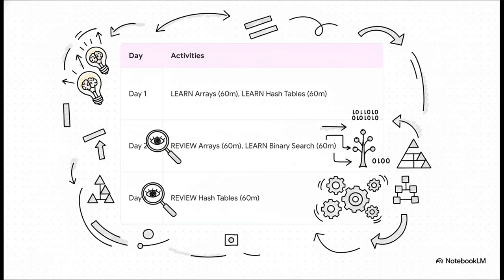So, day 1, you're fresh. You learn arrays and hash tables. Boom. That automatically puts reviews for both of them on your future calendar. Now it's day 2. What's your first priority? Not new stuff. It's reviewing arrays. Once that's done, you use your remaining time to learn the next topic, binary search. Then on day 3, your priority is to review hash tables. You see how it works? It's this dynamic, interlocking system that perfectly balances learning new things with reinforcing the old.